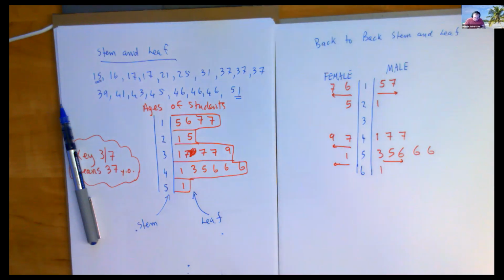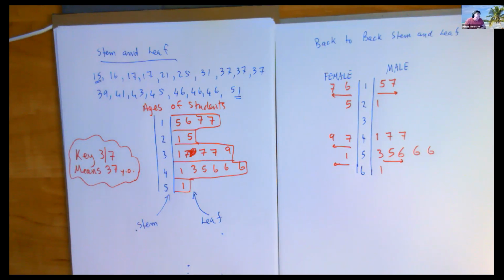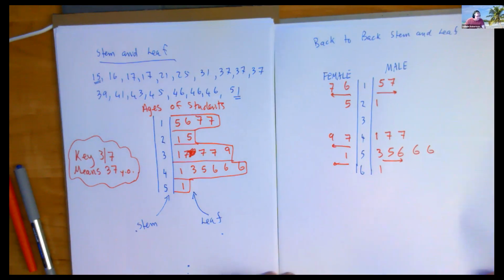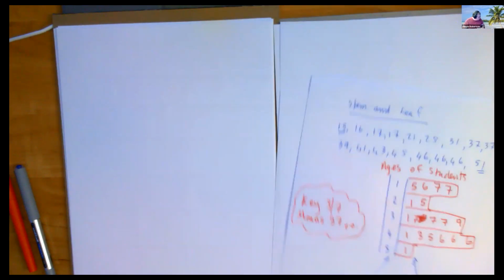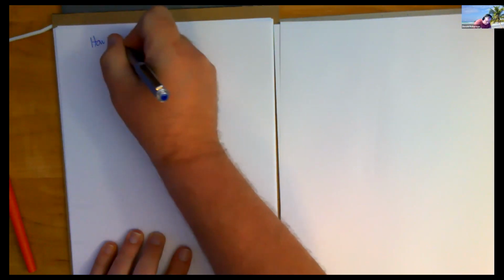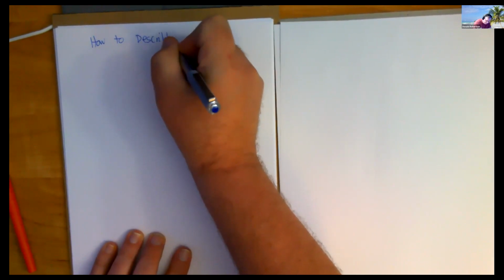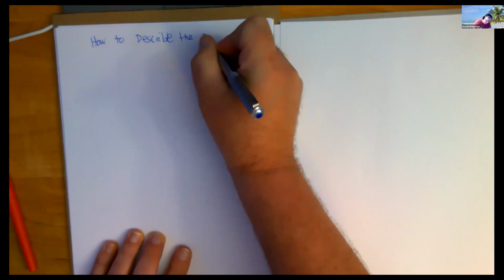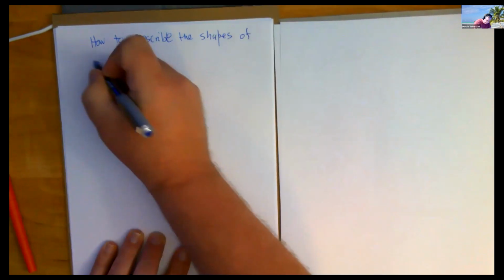And then you can get questions about looking at a stem and leaf. Can you tell any patterns? Is there any distinctive shape that you're interested in? And so on. Now, I am going to spend a little bit of time talking about how to describe the shapes of various diagrams.